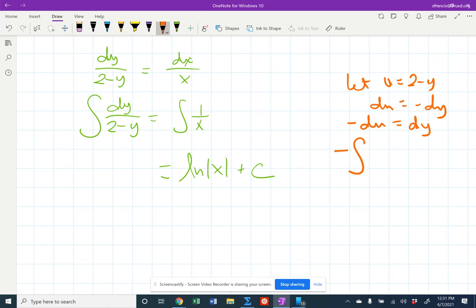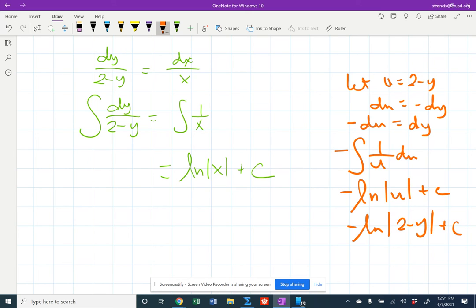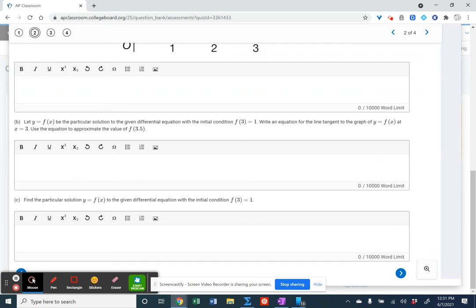So this is the opposite of the integral of 1 over u du, which is negative natural log absolute value of u plus a constant, or negative natural log 2 minus y plus c. But I'm not going to use this plus c over here because I already got my plus c accounted for right there. I'm just going to make sure I have this negative natural log absolute value of 2 minus y over here.